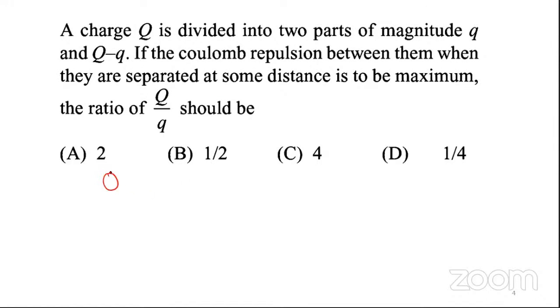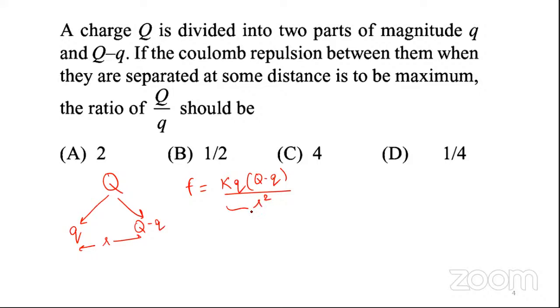See, we are given a complete charge capital Q, and we have divided this into small q, and the rest is capital Q minus small q. So the force between these two charges, suppose the distance between them is r, can be given as k q into (Q minus q) upon r square. And we have to find the maxima of this expression, so we'll differentiate this. So dF by dq.